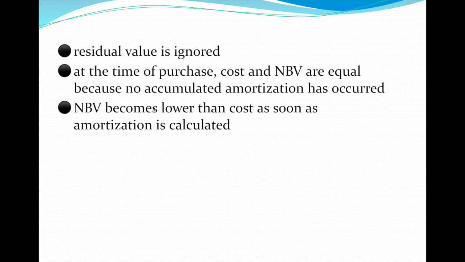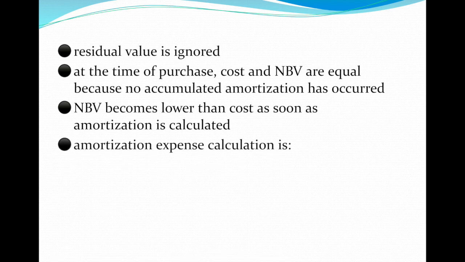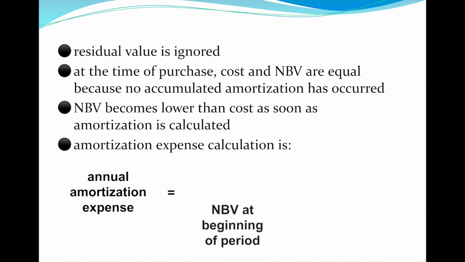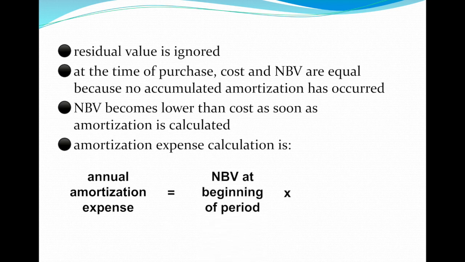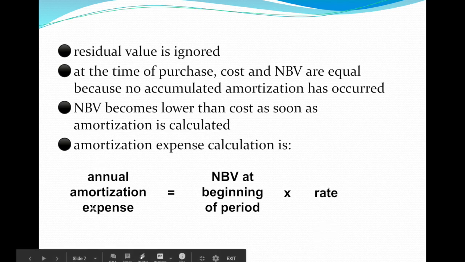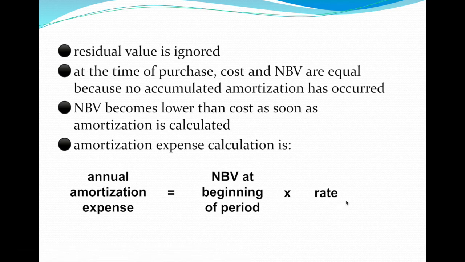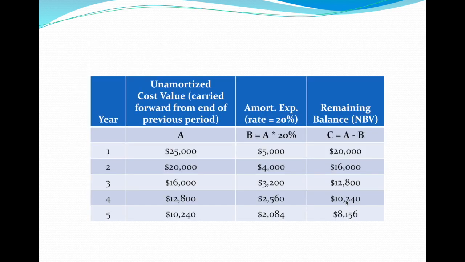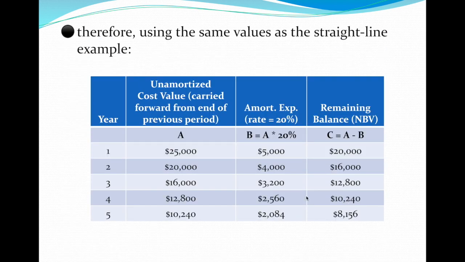As time goes on and amortization accumulates, the NBV becomes lower, and it becomes lower than the cost as soon as the first amortization is calculated. Now, the way that the amortization expense is calculated is using the percentage method, or the rate. So annual amortization expense is equal to the net book value at the beginning of the period times the rate. So here's a table that shows you what that looks like.